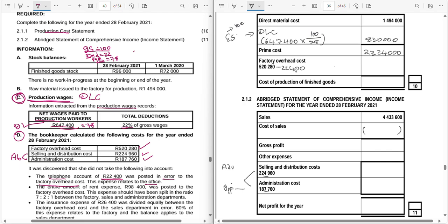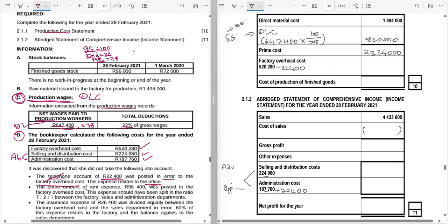So this was supposed to be recorded where? They said this expense related to the office. And we know office, we are talking about administration cost, as I was explaining yesterday. So we're just going to say plus 22,400. All right, we're done with this transaction. We go to the next one.